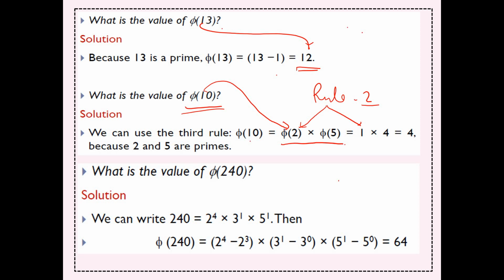Phi of 240 is given. Now, the question is to find the functional value of phi 240. In your textbook, it will be mentioned in this way, but I'll tell you the steps. If you observe 240, the problem is that if you try to decompose it into two prime numbers getting multiplied, I don't think it is possible.